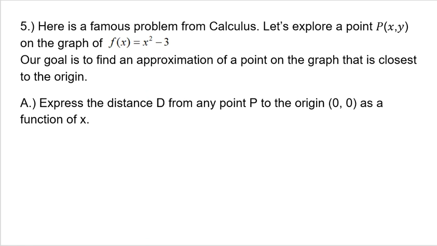All right, so let's explore a point P, x comma y, right? That's what points are, x comma y, on the graph of x squared minus 3. So this is a function, x squared minus 3. So if I plug in x, the y value is x squared minus 3, right? Because isn't f of x y? So if I know x, then y becomes x squared minus 3. So for example, if x is 1, then I have 1 comma negative 2. So there's my point. All right. Now, our goal is to find an approximation of a point on the graph that is closest to the origin.